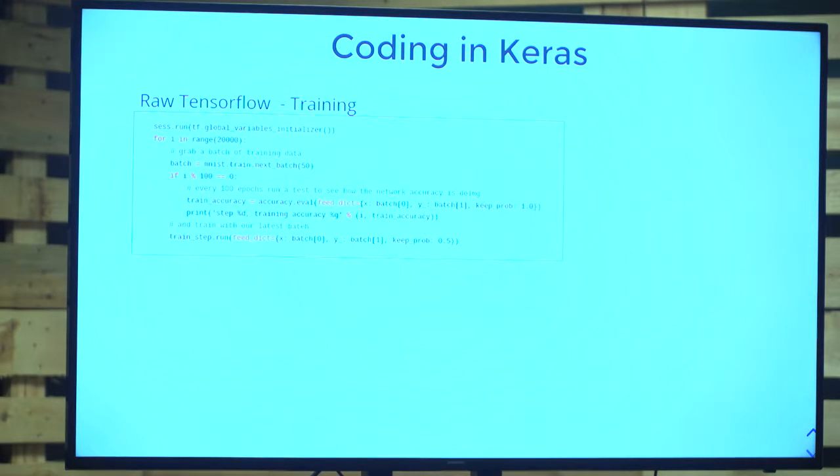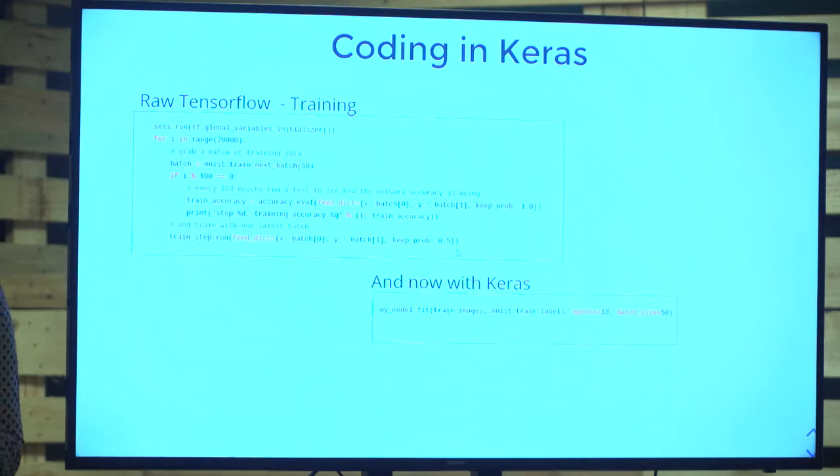This is the loop for training in raw TensorFlow. We did 20,000 iterations over batches of 50. We put a special print statement to print every 100 steps what our accuracy was. And then you do train_step.run, inside your session, and you use this feed_dict syntax to feed in a batch of 50 samples and a batch of 50 labels, and the probabilities to keep neurons in your dropout layers.